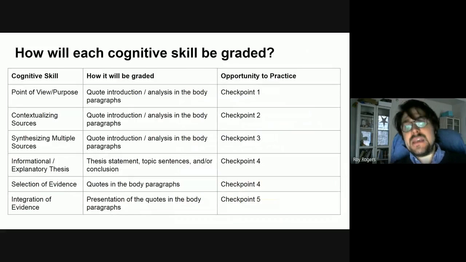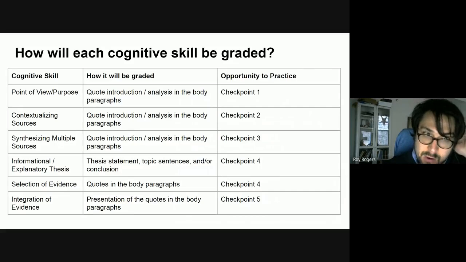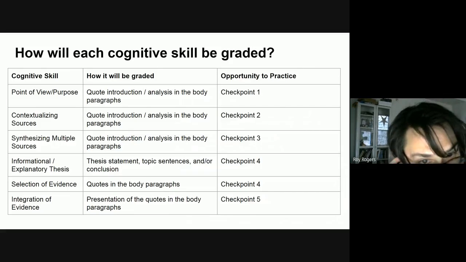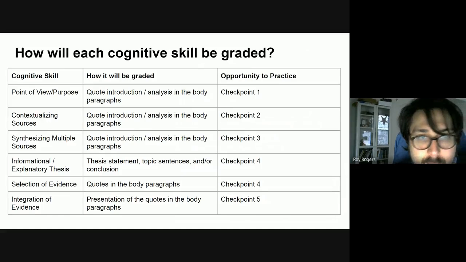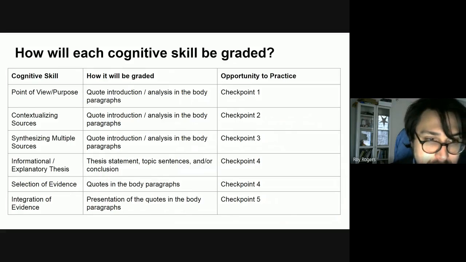All right. And then this is what's going on in these different checkpoints. Checkpoint 1, which we'll be doing next week, is going to be looking at point of view and purpose, where you're going to come up with an introduction and an analysis in body paragraphs. Then checkpoint 2, we're going to learn about contextualizing sources, where we're again working on the introduction, putting in arguments in the body paragraph. Then we're going to be synthesizing multiple sources. We're going to be taking a bunch of different documents and bringing them together to make a single argument, to make a single point of view.